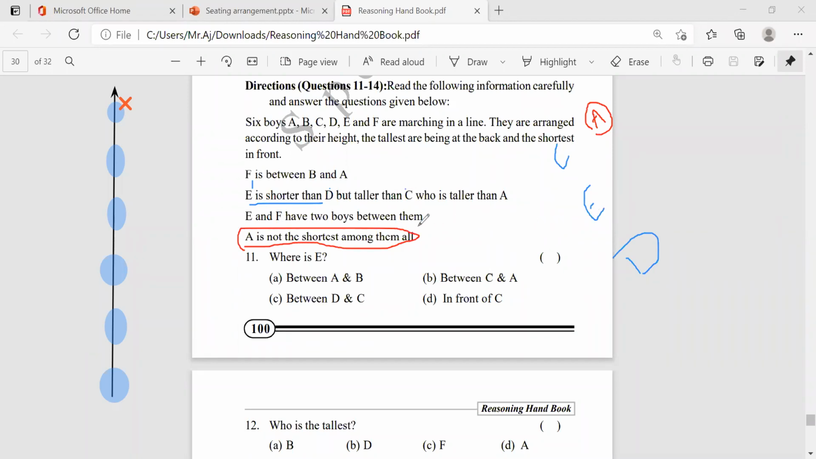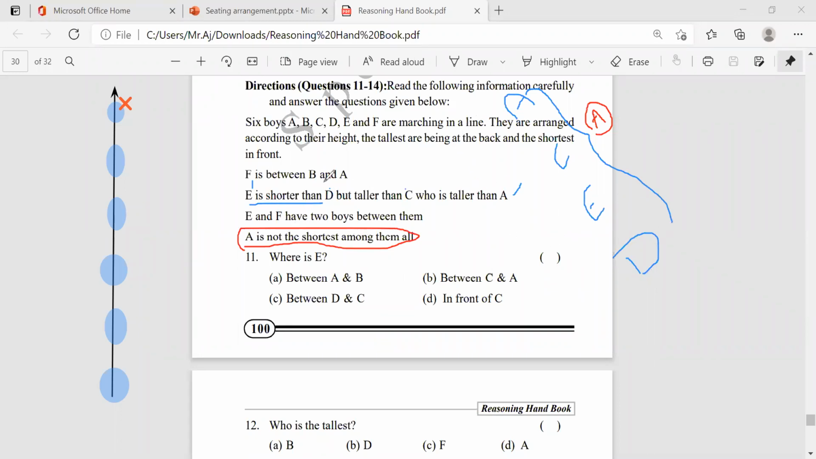Then what they're saying, C is taller than A. That means C is taller than A. Then A will be in front of C. Like this only, right? Is it clear? Now we got the 4 positions among one. Just by solving this one statement, we got the 4 positions. Okay, here A is the shortest compared to C. C is the shortest compared to E. E is the shortest compared to D. But we have 4 members.